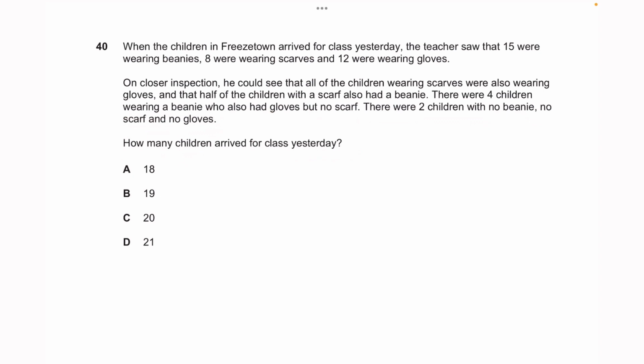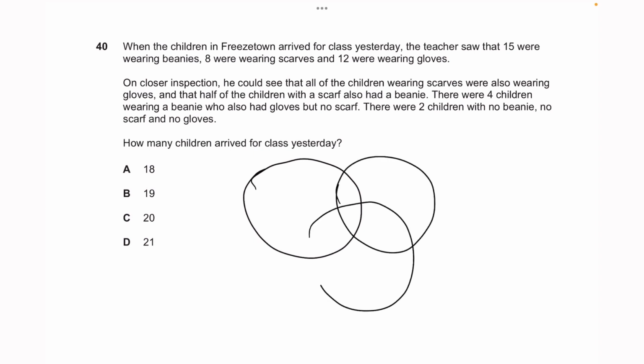Now, you can see here that is a lot of information, all just chucked into one paragraph. That's actually quite tough when you see it like this. What you've got to do is break down this information little by little. And the best way to do this is by drawing a Venn diagram. So we're going to draw a Venn diagram. If you have a look here, we've got 3 different pieces of clothing. We've got beanies, scarves, and gloves. So we're going to draw that all together because the paragraph shows everything else. Okay, so we're going to do beanies here.